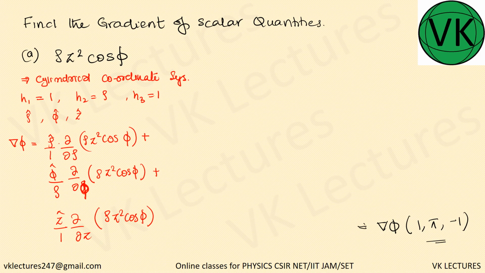So let us write down each term. This would be equal to rho cap into dou by dou rho, so rho will go z square cos phi, plus phi cap by rho into, with respect to phi you can write rho z square cos phi, differentiation gives minus sin phi, plus z cap into dou by dou z, so 2 rho z cos phi.